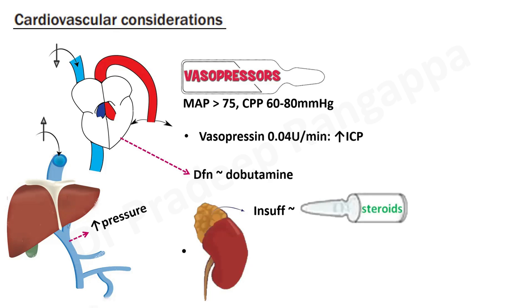patients have. So many of the patients with acute liver failure can have adrenal dysfunction or adrenal insufficiency. So steroids have to be thought of, especially when they are refractory to norepinephrine early on. So this is something one needs to keep in mind, that they can have adrenal insufficiency and steroids have to be considered to reduce the dosage of vasopressors, or to have a vasopressor-sparing effect.